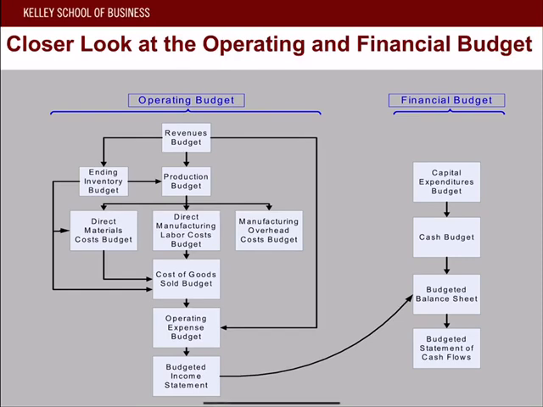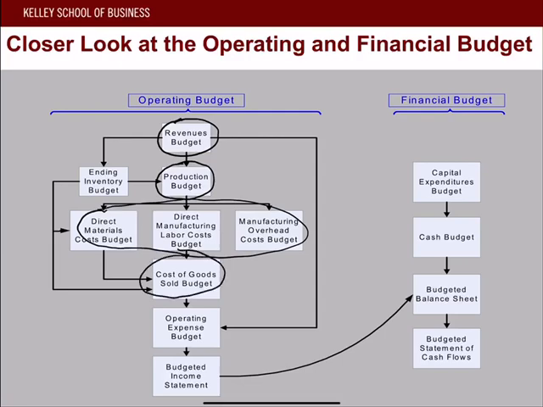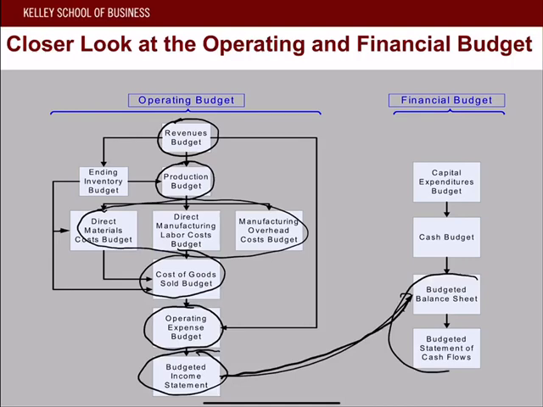So like I said, in lecture 1 we focused on revenues. In lecture 2 we looked at production and all the costs of production, which will come out into our cost of goods sold. So now what we're going to do the rest of today is look at the operating expense budget to get to our income statement and how that will flow through to help create the balance sheet and statement of cash flows.